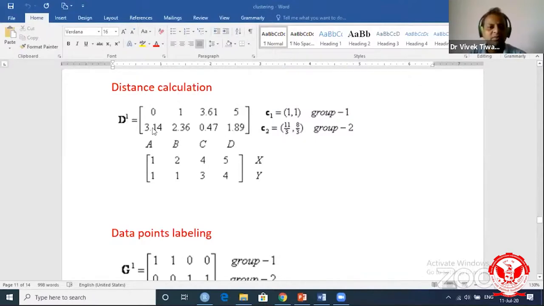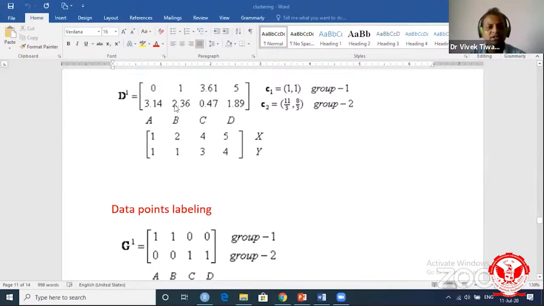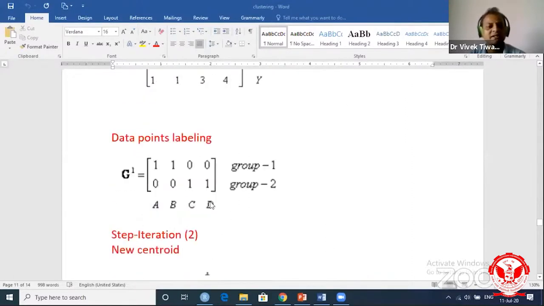So now this data point is closer to cluster one. That's why it is a part of cluster one. This data point is closer to cluster one now. Earlier, data point B was closer to cluster two. Now data point B is closer to cluster one, so it will become a part of cluster one. The remaining two data items are closer to the cluster two centroid. That's why they will become members of cluster two.